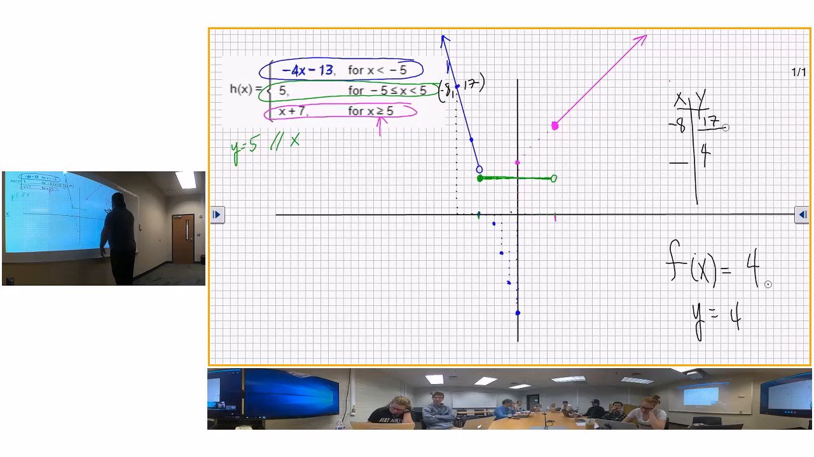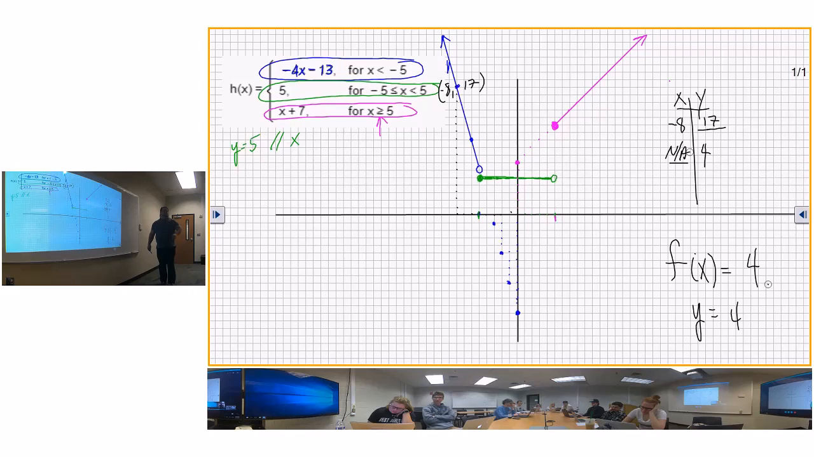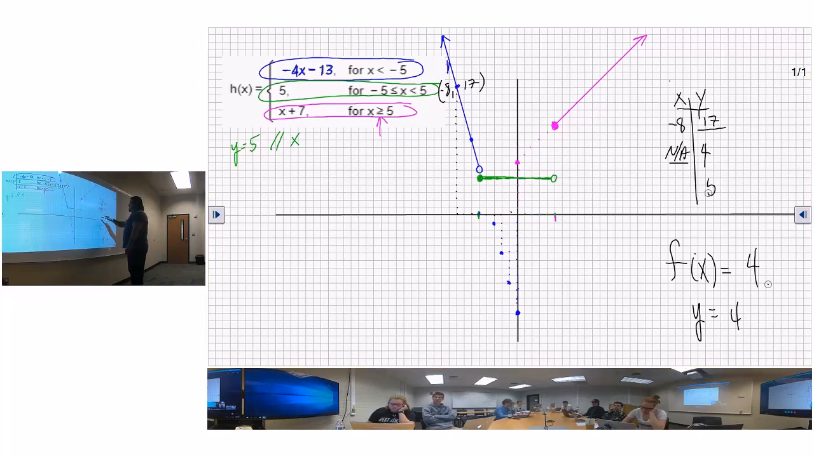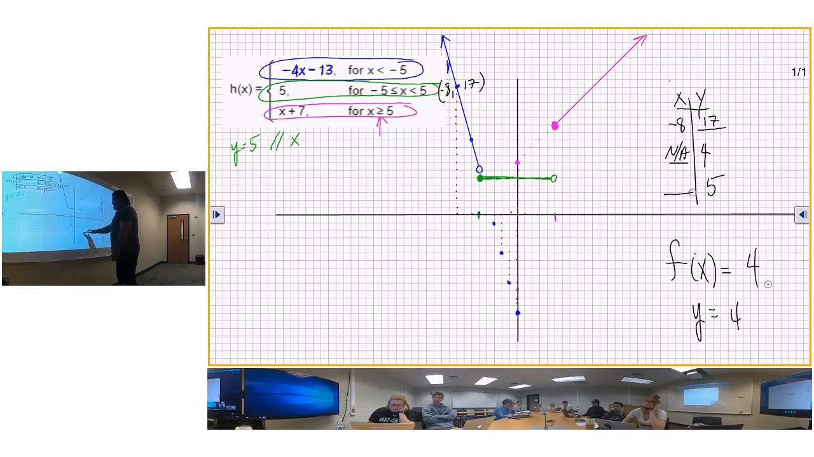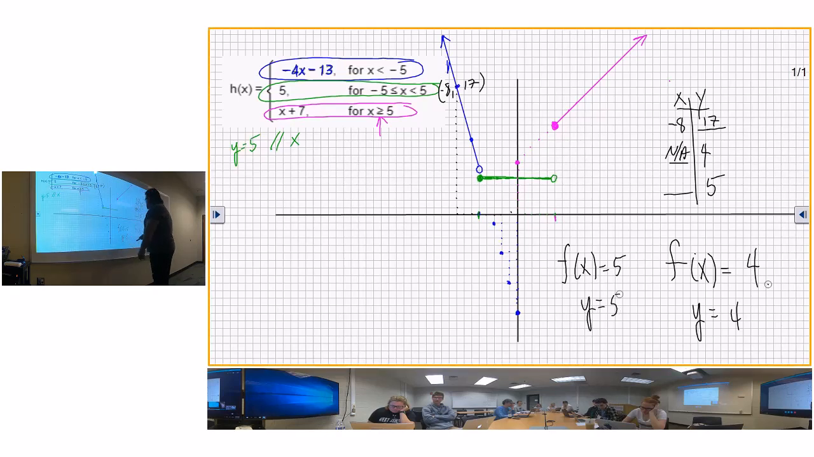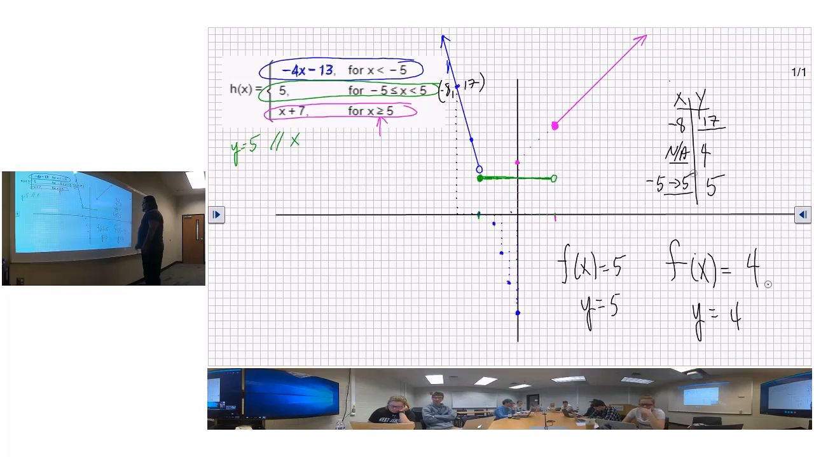So let's find one that does. Let's say y is equal to 5. Or f of x is equal to 5. F of x is equal to 5 is the same thing as saying y is equal to 5. So y is equal to 5 from negative 5 to what? 5.